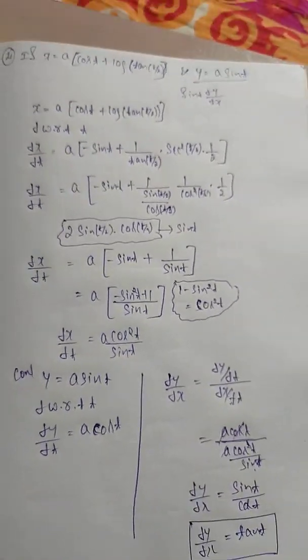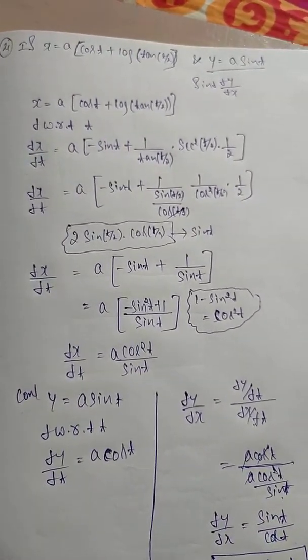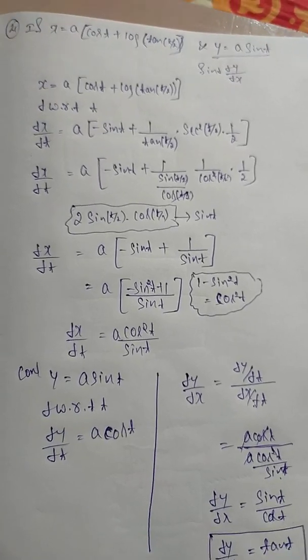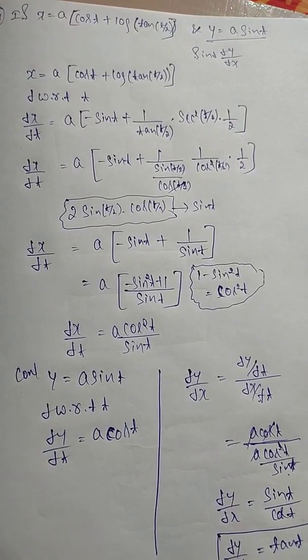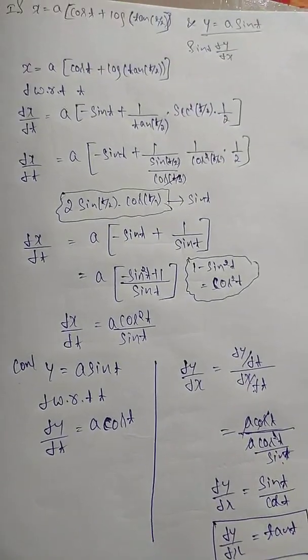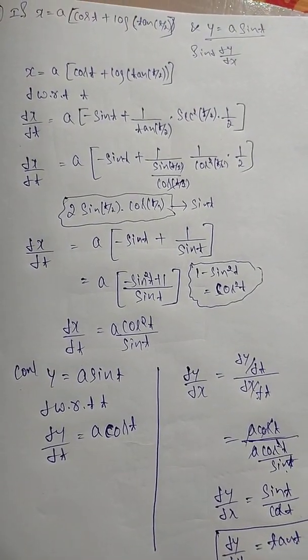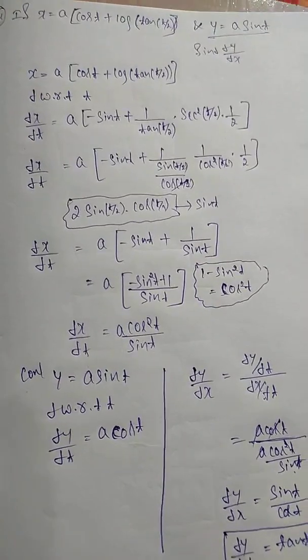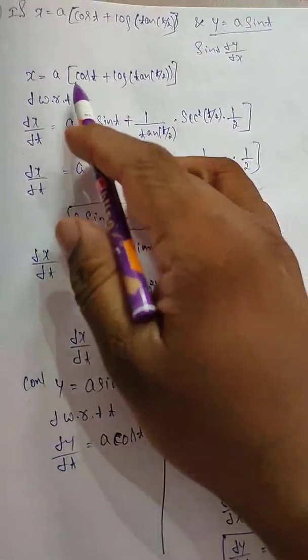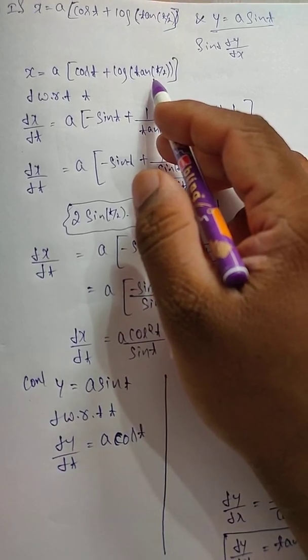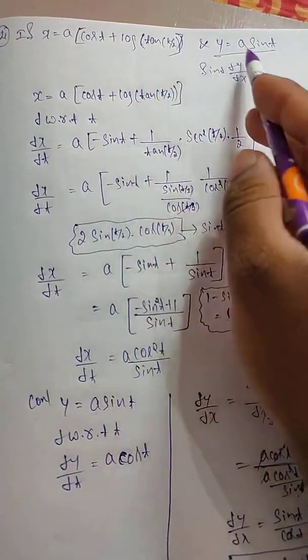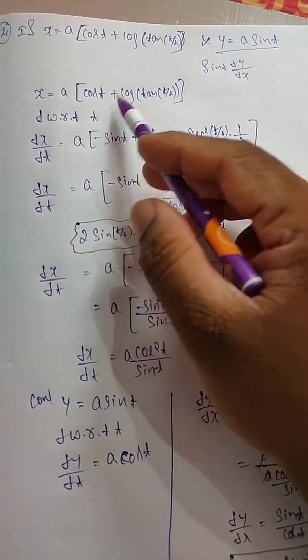Is it clear? So this is a problem. Just listen here. It is a very important problem, and it is also asked in the exam. So once again I am repeating. x is equal to a cos t plus log tan t by 2, which is the parametric equation. This is the given problem in the parametric equation, and we are differentiating this one.